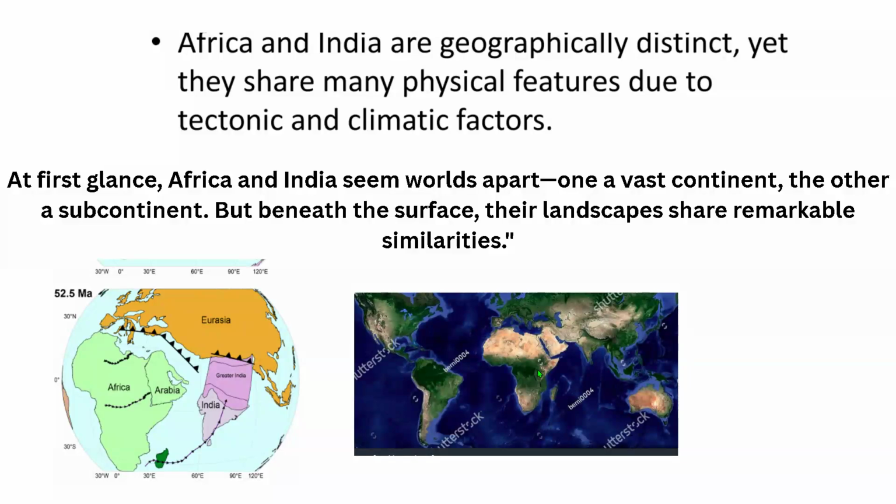If you see here in the world map, you will find India is somewhere here. There is a gap, and on the east side of Africa you will find the Indian Ocean, and you will find that there is a water body which is separating both of them. But beneath the surface, the landscapes share remarkable similarities. Underground, when we see how they came into existence, you will find the similarities.